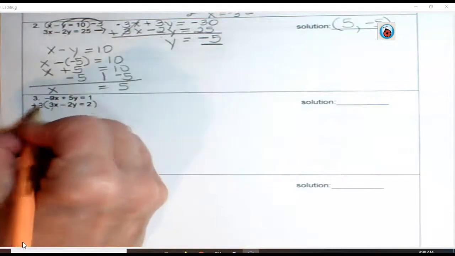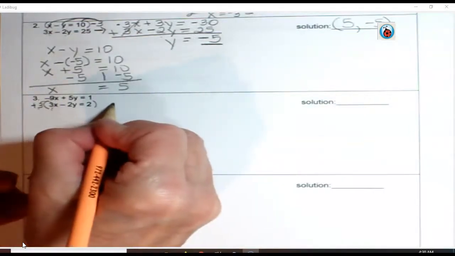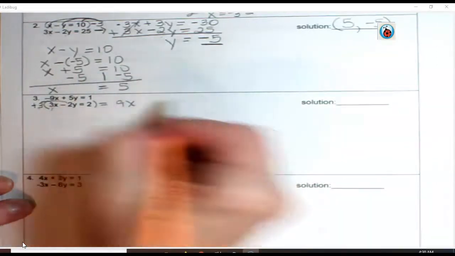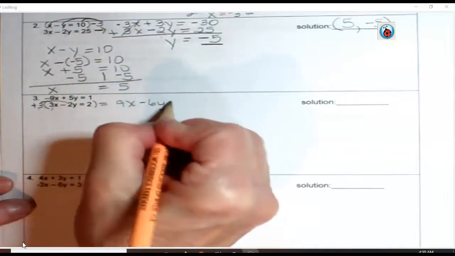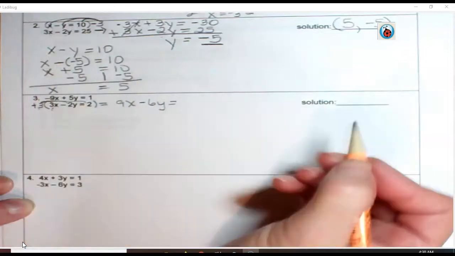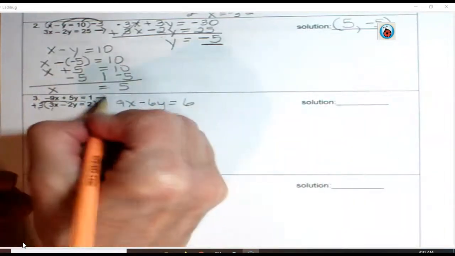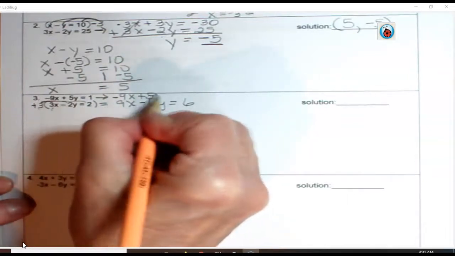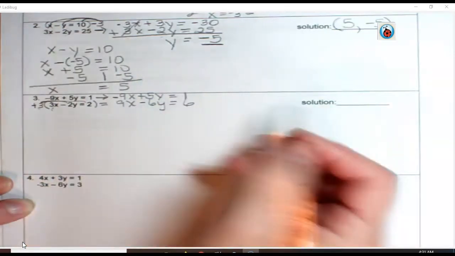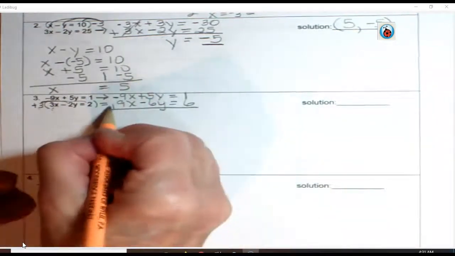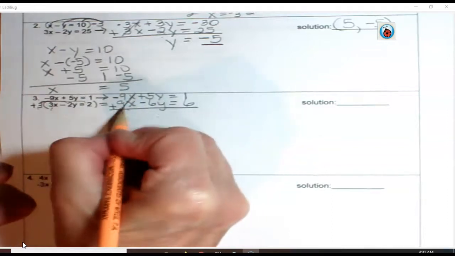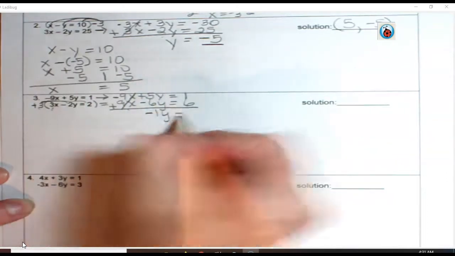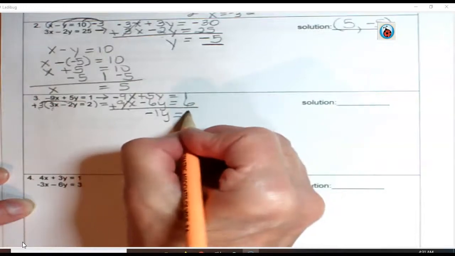All right, so I'm going to come over here. 3 times 3 is equal to a positive 9x. 3 times negative 2 is a negative 6y. And then 3 all the way over here to the other 2 is a 6. Now I'm just going to write this equation right on top. Negative 9x plus 5y. I'm not doing a thing to that, just copying it. Now I'm going to add these. Well, I've got a negative 9 and a positive 9. Those cross out. 5 and a negative 6 gives me a negative 1y. And then 6 and 1 is 7.